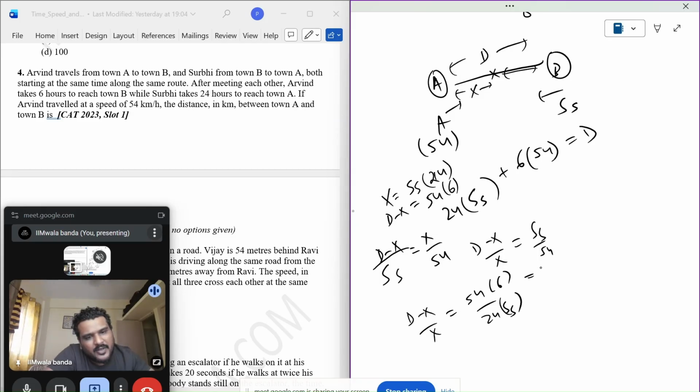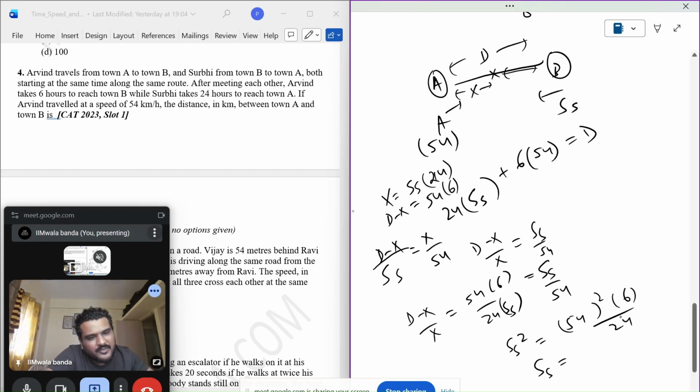So I can equate these two. SS whole square is equal to 54 whole square into 6 upon 24. So I can find SS from here. 6, 12, 18, 24. 54 by 2 whole square is SS square. So SS is 27.